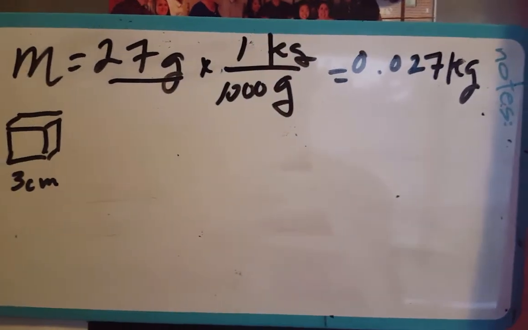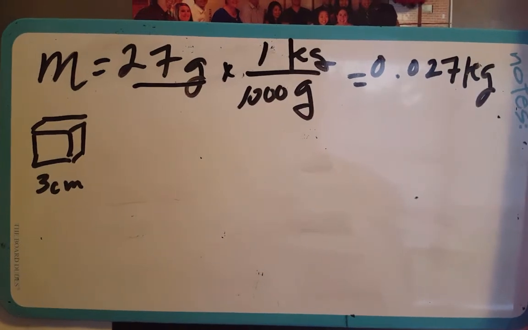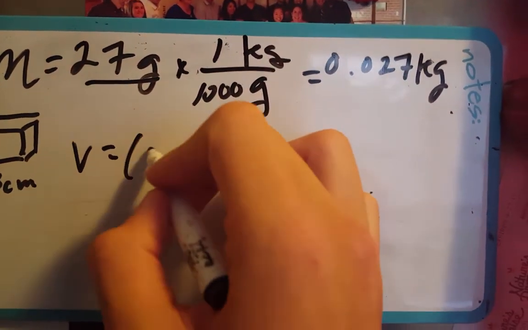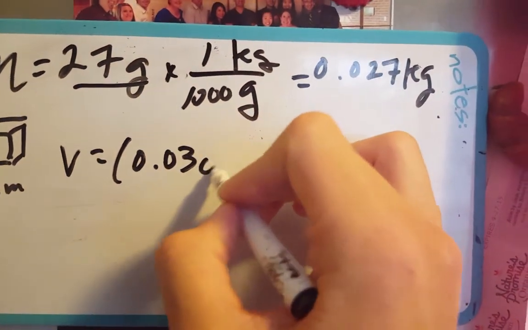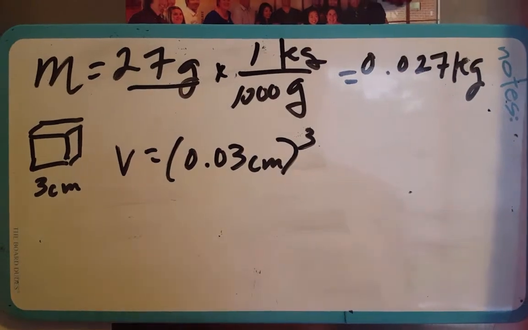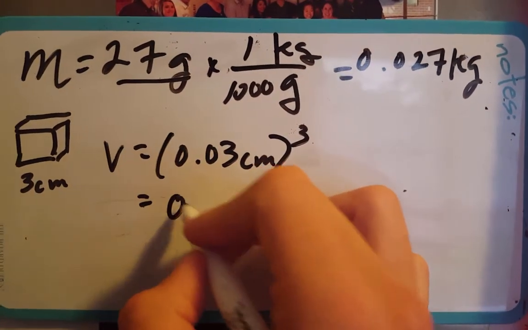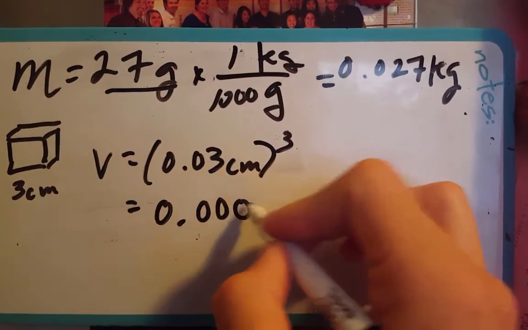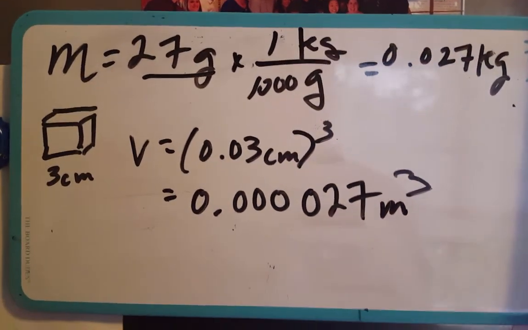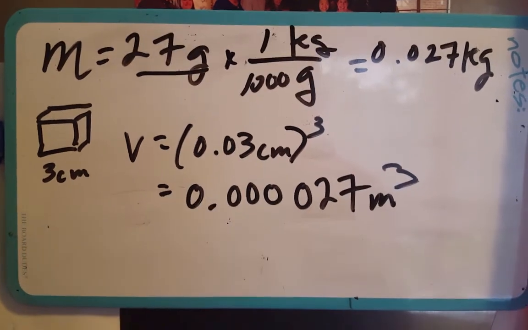Now our volume here, we have a 3 centimeter block by 3 centimeter block by 3 centimeter block, and so we can write out that equation of 0.03 meters cubed. Now, if you do the work, what we get is 0.000027 meters cubed.